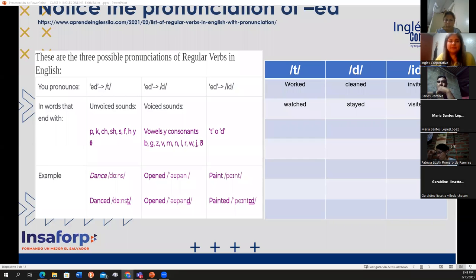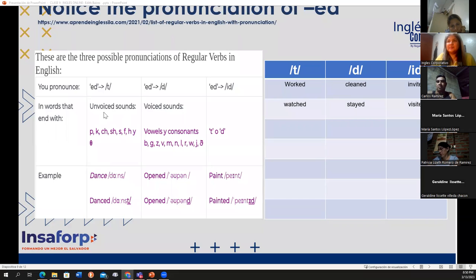For example, depend, depended, okay? Defend, defended. Find. Comprehend, comprehended. Ajá. Todos los que terminan con D, al final serían como ED el sonido. Y los que terminan con T, ok, como ED.